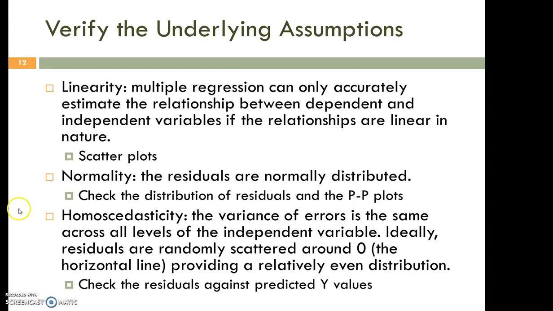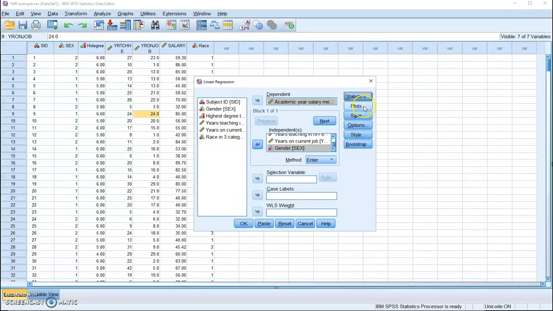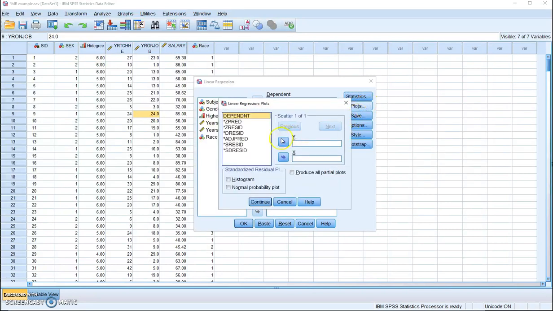Remember that in addition to linearity, we also have two more assumptions, normality and homoscedasticity. We can check those two additional assumptions by requesting additional plots. So we come to this place, Plots, and you want to first check the histogram and normal probability plot. Both of them are used to check the assumption of normality.